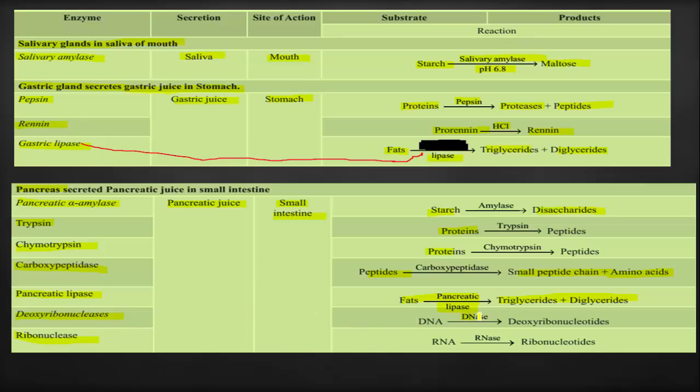Deoxyribonucleases, in short DNAs, act on the DNA and convert it into deoxyribonucleotides. RNA, in the presence of RNAs, is converted into ribonucleotides. Therefore, pancreatic juice has all the enzymes, whether for the digestion of carbohydrate, protein, lipid as well as the nucleic acids.